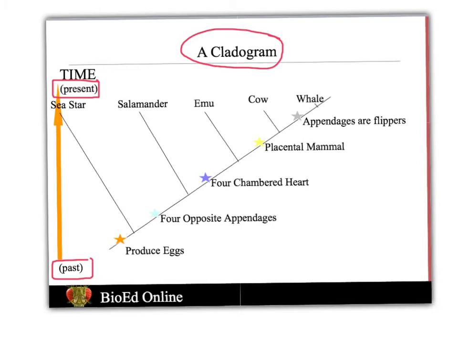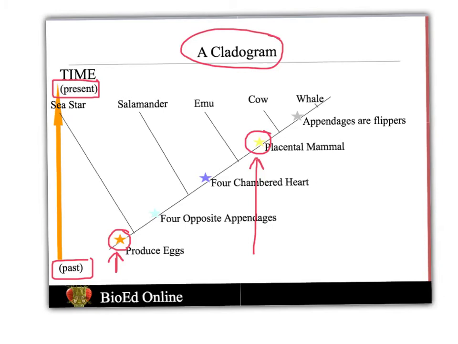Okay, so past at the bottom, present at the top. As we go up our diagram, we're getting closer to characteristics in the present. In other words, the characteristics that a lot of the organisms share are older characteristics. For example, producing eggs is an older characteristic than placental mammal because not as many organisms have that characteristic. You can see placental mammal is higher up from the base than producing eggs is. So that's how we keep track of the time.